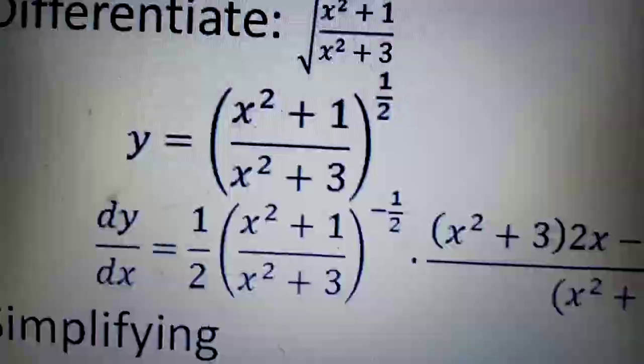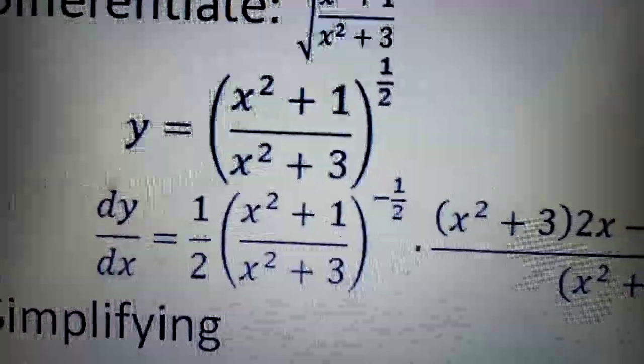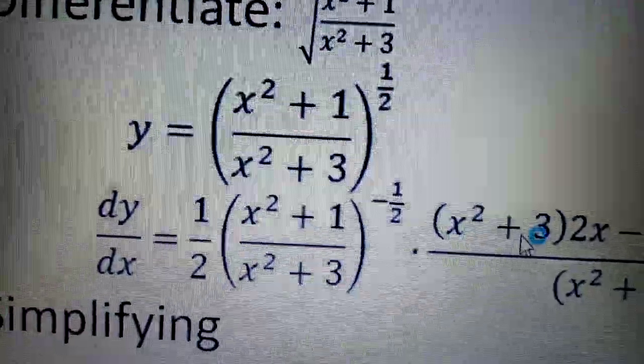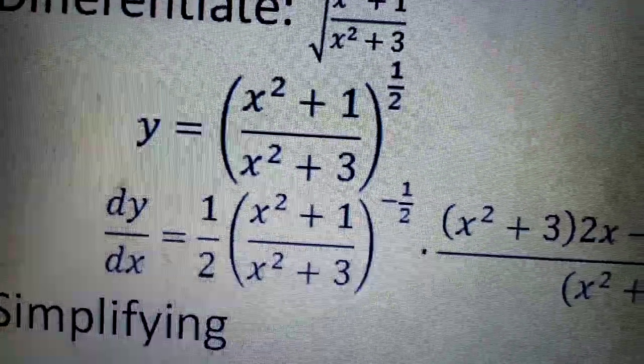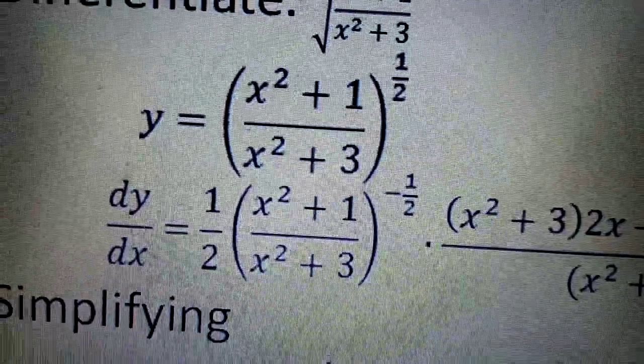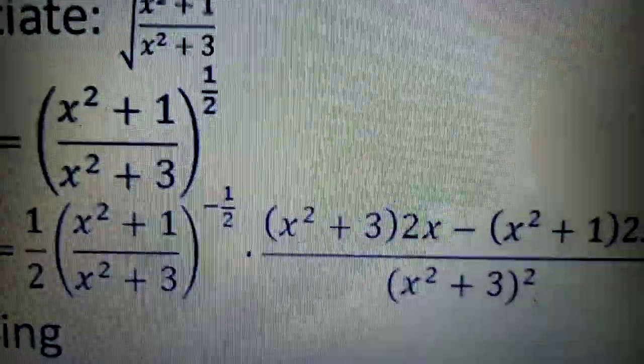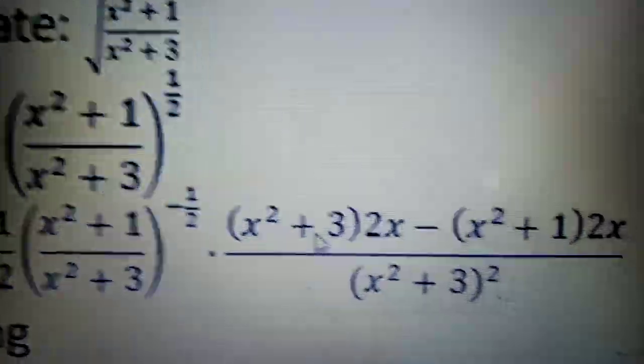Half minus 1 will become minus half. So that's our du by du. Divide u will be half into bracket of x squared plus 1 all over x squared plus 3, all to the power of minus half. Then for our du dx, we want to differentiate the inside with respect to x now.